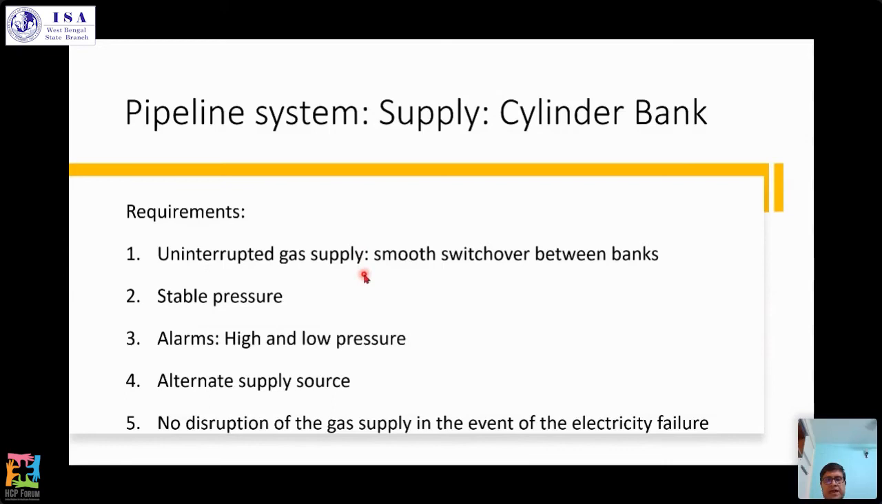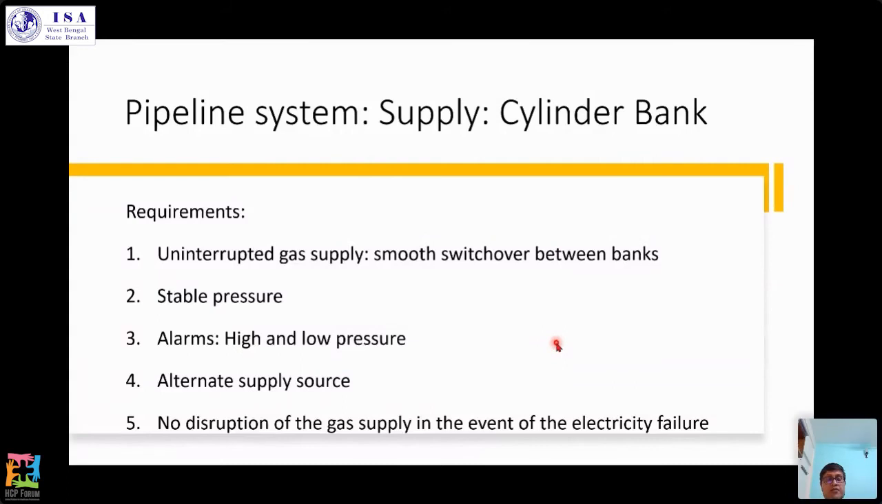So what are the requirements of a cylinder bank? We have to have an uninterrupted gas supply, a smooth switchover between the banks. It must be automatic and is usually electrically controlled. The thing can be mechanical, but there is some sort of electrical control which makes this possible. We should have a stable pressure output from the system.